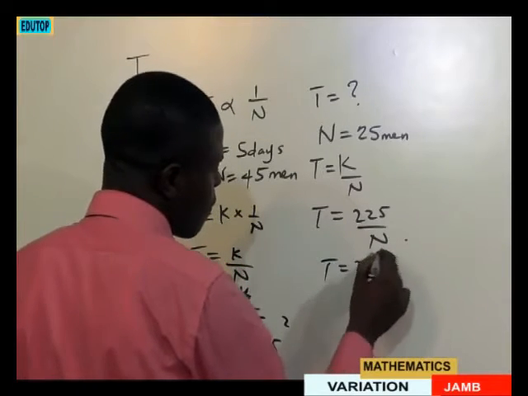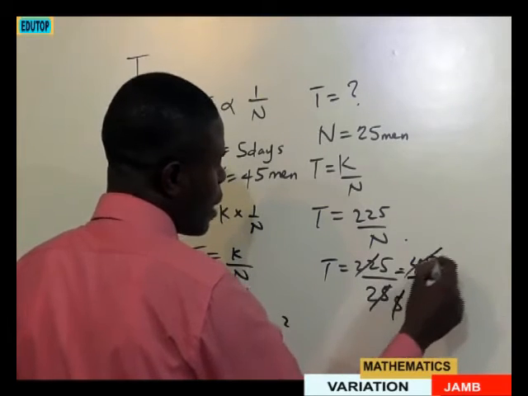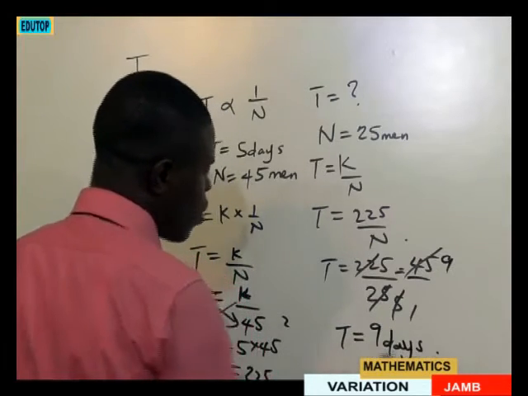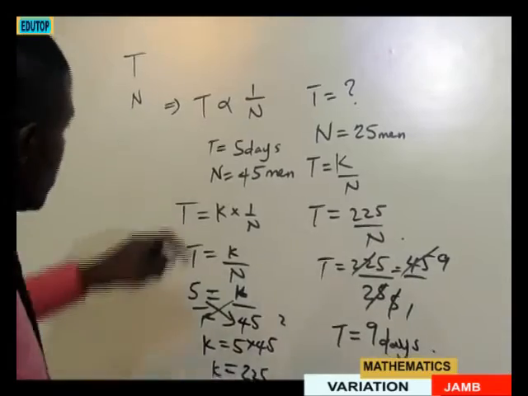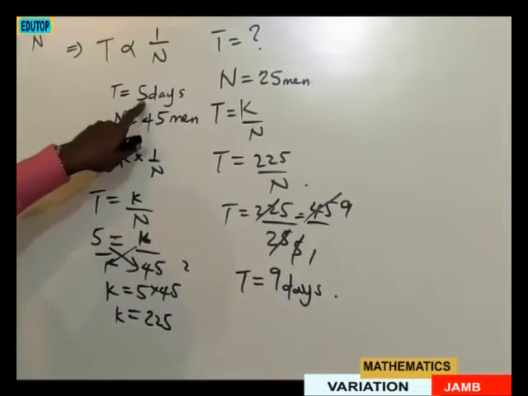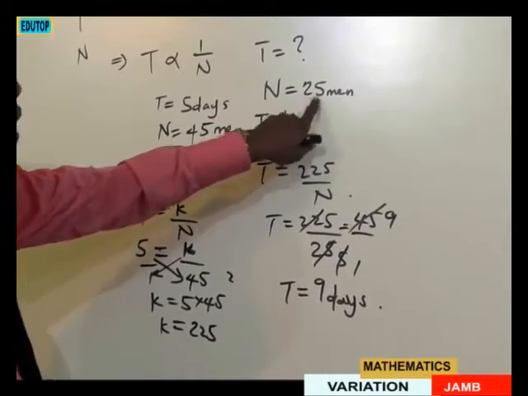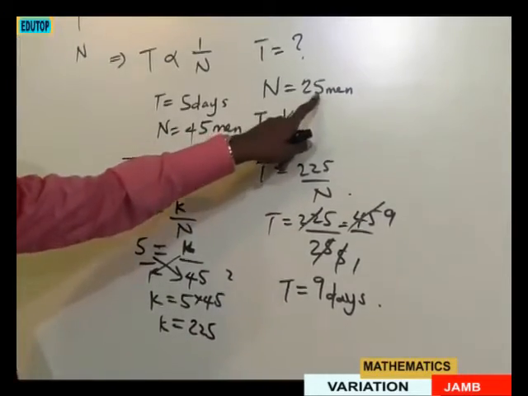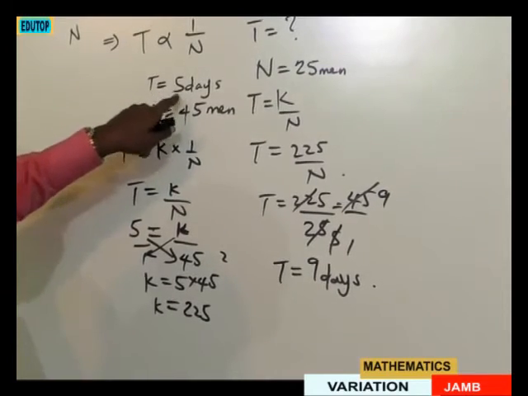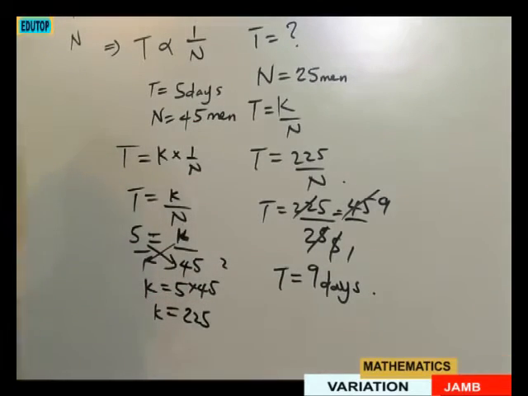5 here 5, 5 here 4, 5 here 5, 5 here 1, 5 here 9. So our t will get rid of 9. So that means we have 9 days. And it's not far-fetched. When 45 men work for 5 days, so how many days will it take 25 men to work? Automatically, that means the number of days will increase, because when 45 men work in 5 days, automatically 25 men will use 9 days.